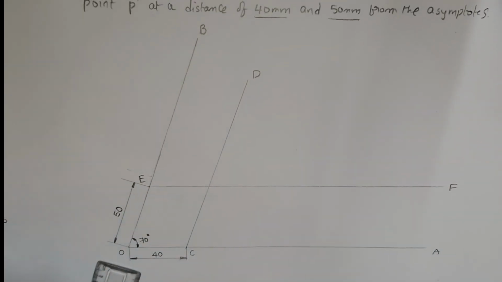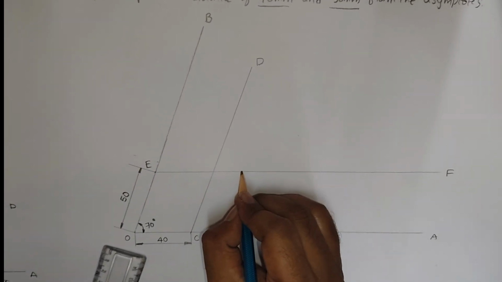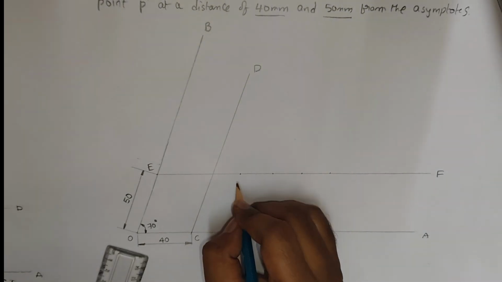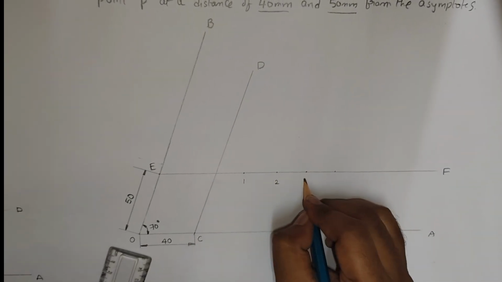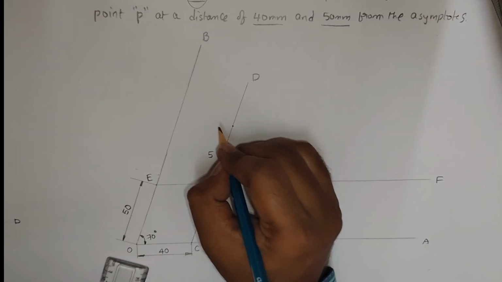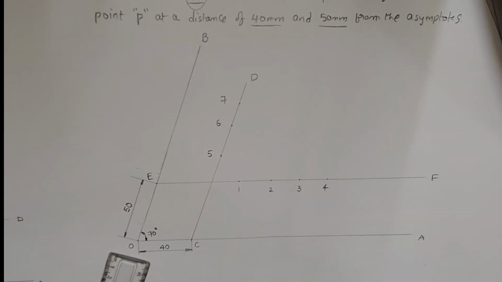Now similarly, just as we did the previous rectangular hyperbola, this is also the same. You can assume points randomly, 1, 2, 3, 4 something. I am assuming 4 points 1, 2, 3, 4, and here 5, 6, 7. Now assume points randomly.